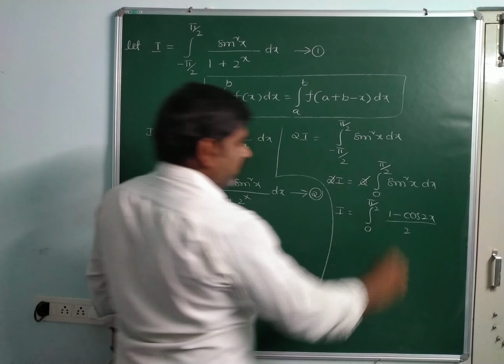So I is equal to, if you apply the upper limit it is pi by 2, and the lower limit 0, 1 by 2 into pi by 2, it is pi by 4. Here if you apply the upper limit, sin 2 into pi by 2 is sin pi, the value of sin pi is 0. If you apply the lower limit, sin 0 is 0, so the total value is 0. The final answer of I is equal to pi by 4. So the answer for this question is pi by 4.